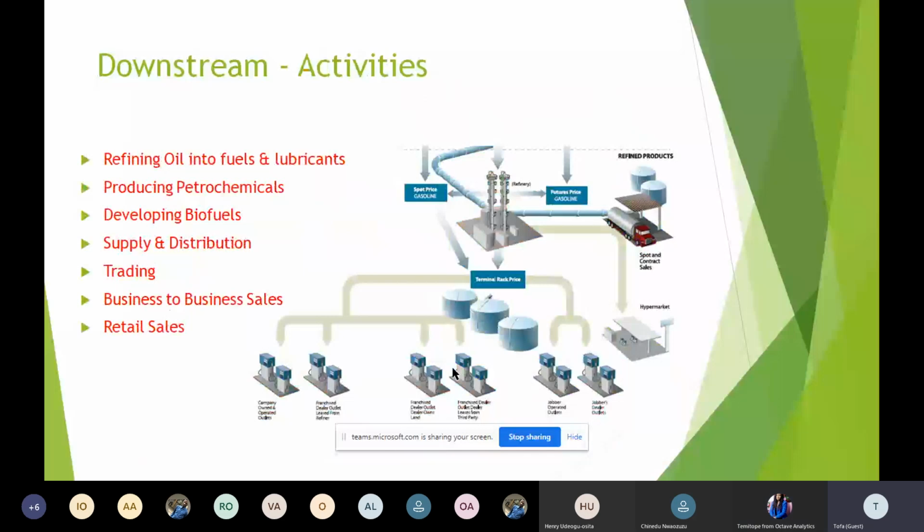Then focusing mainly on downstream, like I mentioned earlier, activities here essentially consist of the refining that is done, production of petrochemicals, development of biofuels, then some form of supply chain management and distribution, trading, and retail.